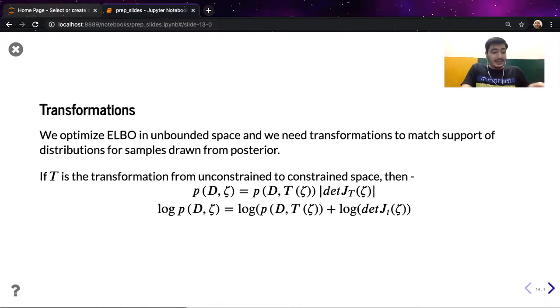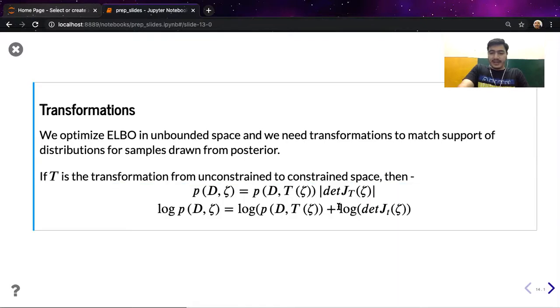Okay, the key idea to consider here is that we want to optimize our ELBO in unbounded or unconstrained space, and we want our transformations to take the samples from the unconstrained to the constrained space to match support and correctly calculate the log probability. So if there is an arbitrary transformation from unconstrained to constrained space, we calculate its log probability by the chain rule of differentiation and adding a constant term, the determinant of the Jacobian.